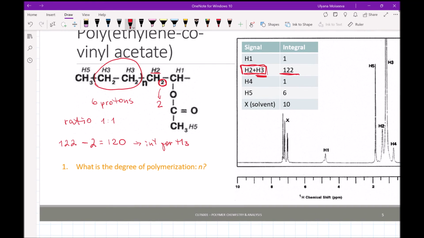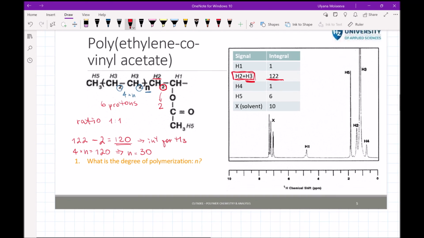So if we know the total integral for H3, and H3 is the number of protons in one repeating unit multiplied by the number of repeating units, we have 4 protons here in total, and the number of repeating units is n. So 4 times n would be 120, our integral, which means that n is equal to 120 over 4, which is 30. So 30 is our degree of polymerization.